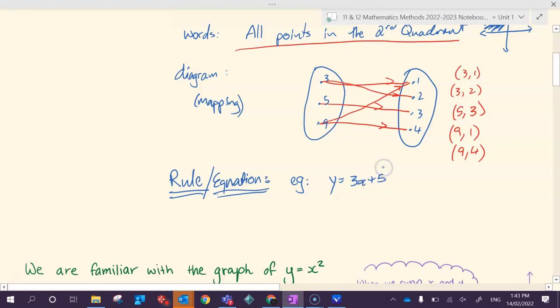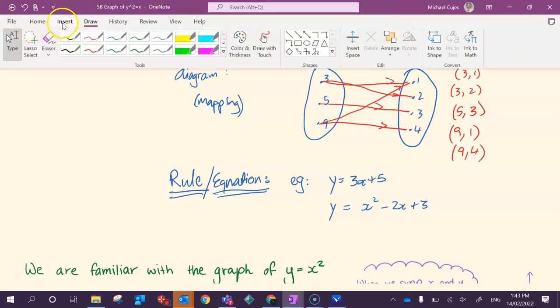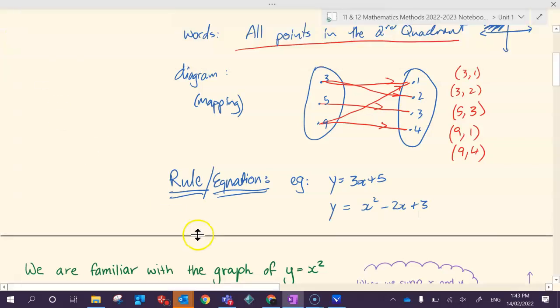Y equals 3x plus 5. That's a linear relation. Y equals x squared minus 2x plus 3. That's a quadratic relation. Anything of that sort of form is a relation. So we've got lots of different ways they can be defined, but all they are is a set of points in my Cartesian plane with an x coordinate and a y coordinate is the way we usually talk about it. It could be that I've mapped all the points where R is a radius and A is the area. That would still be a relation.